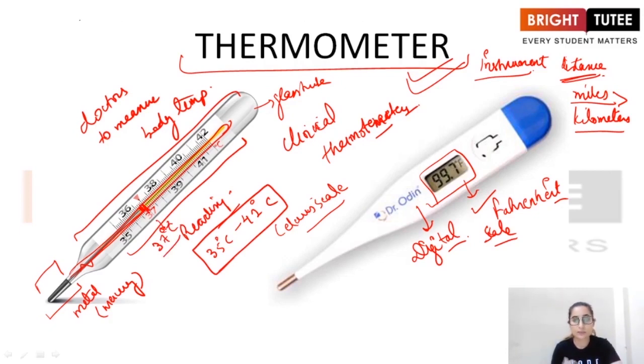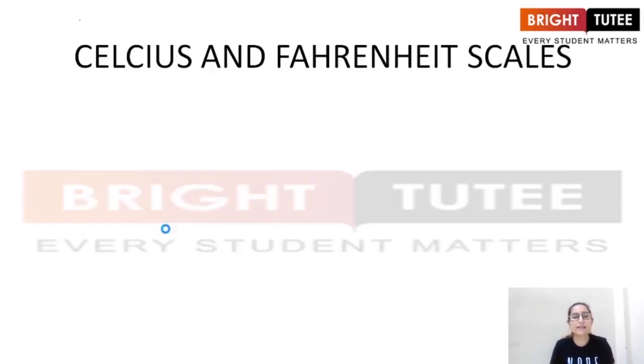We'll be studying measuring temperature in a separate topic. You just have to understand that this is a thermometer in which mercury is present, in manual thermometers, which rises upwards as you bring it near a body, right, according to the temperature. Now, Celsius and Fahrenheit scales. As I told you, there are two scales which are used to measure temperature, right?